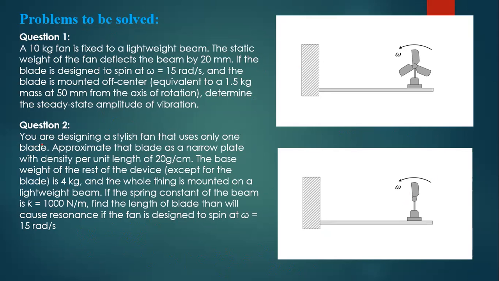Another question is, you are designing a stylish fan that uses only one blade. Approximate that the blade has a narrow plate with a density per unit length of 20 grams per centimeter. The base weight of the rest of the device, except for the blade, is 4 kg, and the whole thing is mounted on a lightweight beam. If the spring constant of the beam K is equal to 1000 Newton per meter, find the length of the blade. It is operating at a resonance condition, that is 50 rad per second, so the natural frequency of vibration is also near 50 rad per second. So how can we design that?